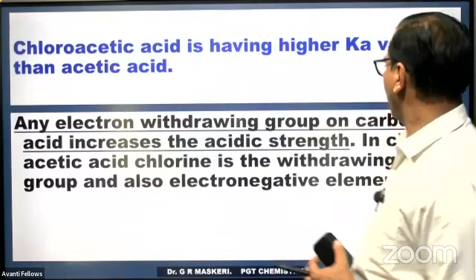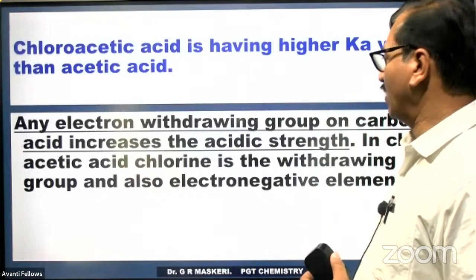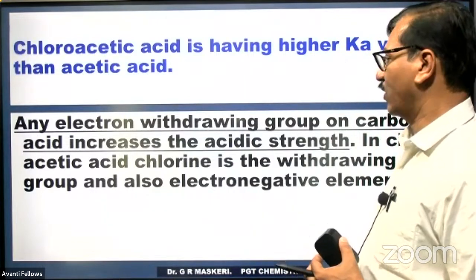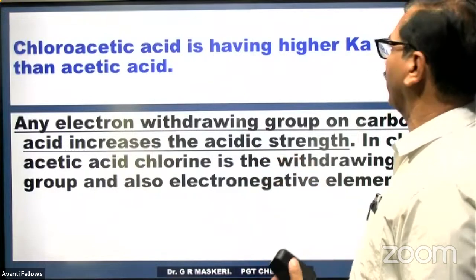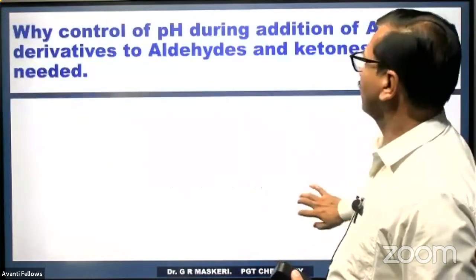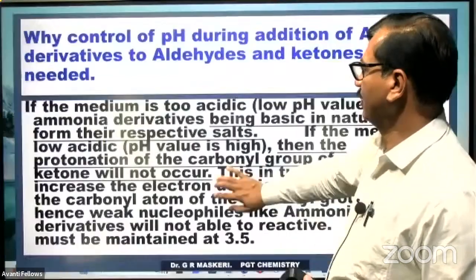So an electron withdrawing group on carboxylic acid increases the acidic strength, and in chloroacetic acid, chlorine is withdrawing. Okay, this is what I am doing.